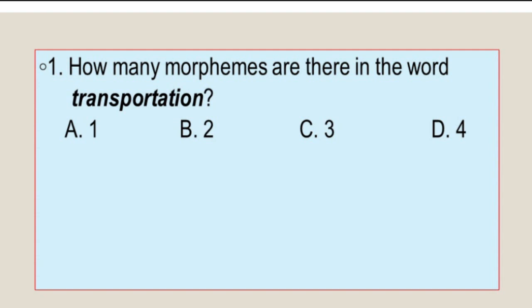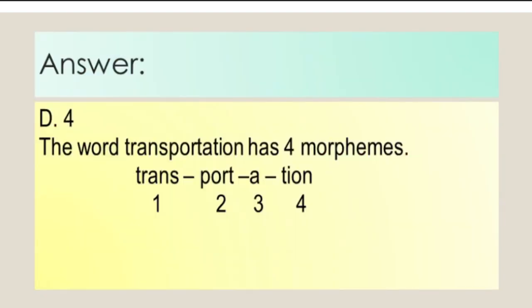Morphemes can be root words or affixes. Let's try to count the morphemes of transportation. See there, the word transportation divided into its constituent morphemes. Trans is a morpheme. It is an affix known as a prefix. Port is also a morpheme. It is a base word. That's the root word of the word transportation.